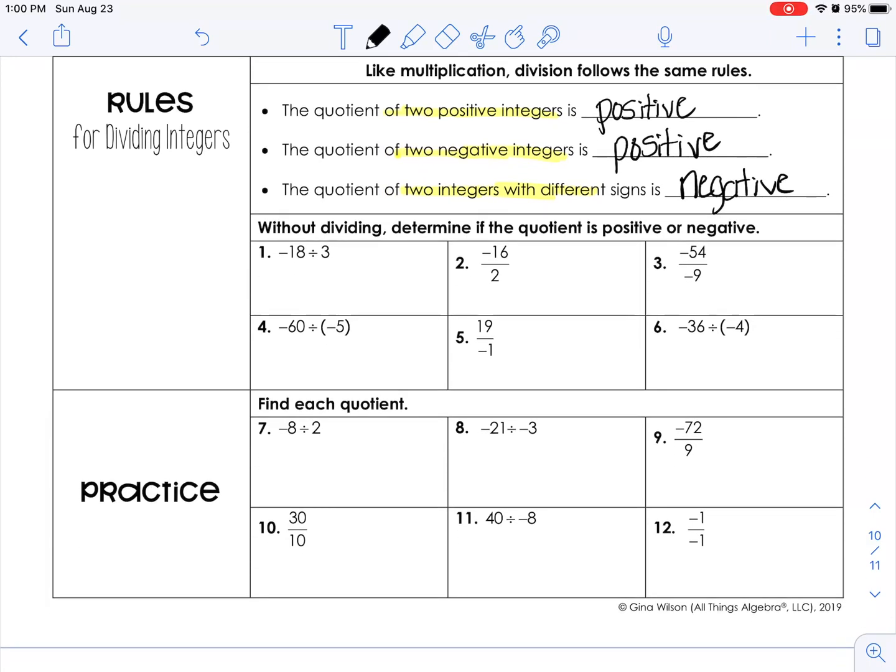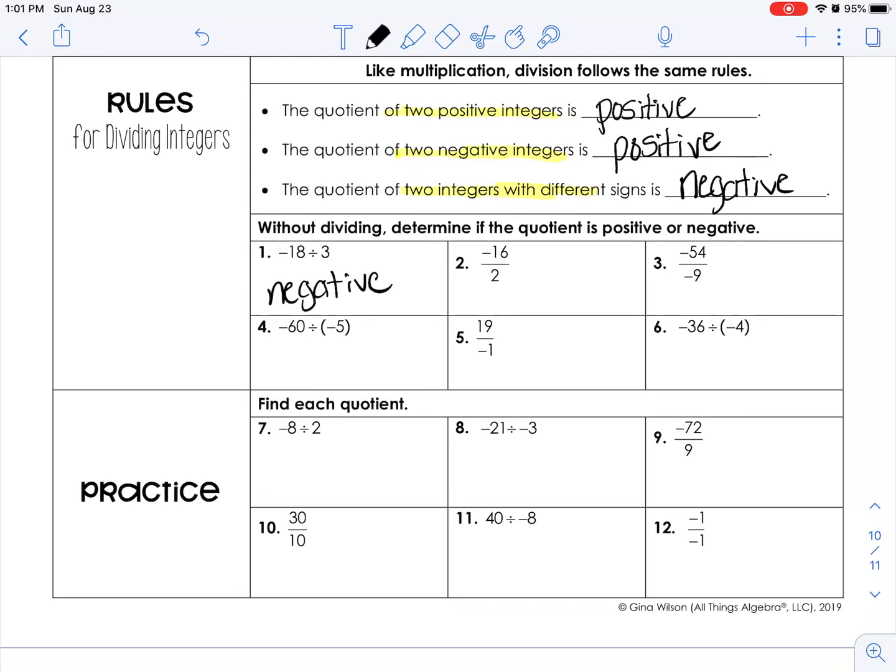So taking a look at a couple of examples and just determining whether they're positive or negative answers. Number 1, negative 18 divided by 3. You have a negative and a positive. So you have 2 different signs. So your final answer is going to be negative.